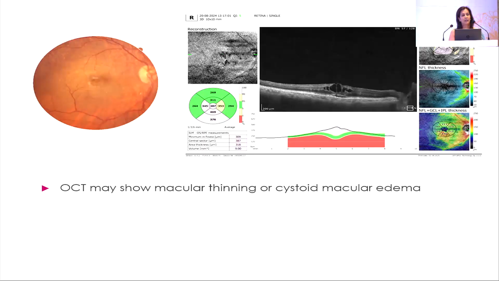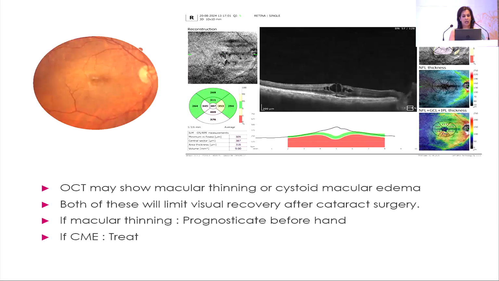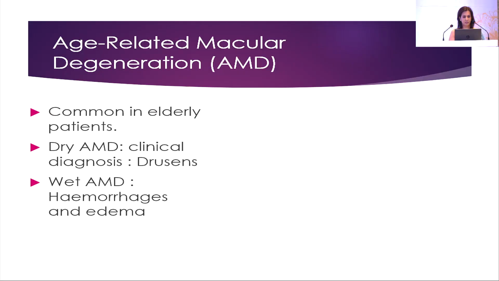So again, in a patient of vascular occlusion, the patient may show a macular thinning or an edema depending upon whether there's ischemia and how much it is. And both of these will limit the visual recovery after cataract surgery. So it's important both for management as well as prognostication of the patient. And if there's a CME, do treat the CME before or along with cataract surgery.